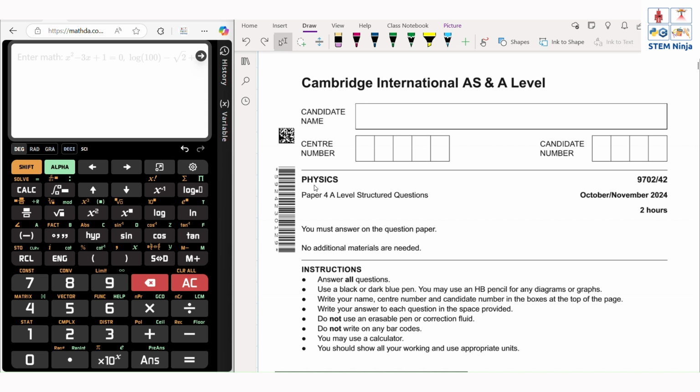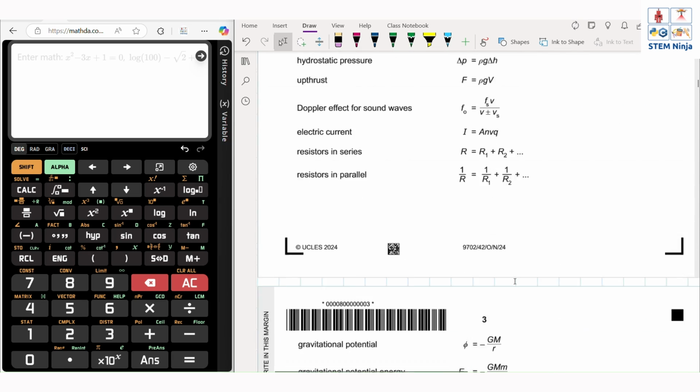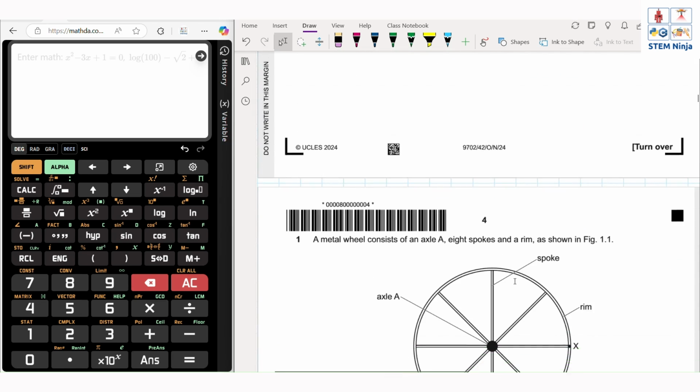Today we're going to talk about the physics paper 4 9702, which is the CIE A-levels physics, variant 4.2 from the October-November 2024 series. So let's go to the first question.